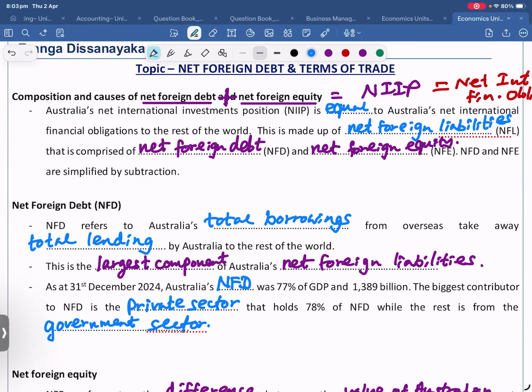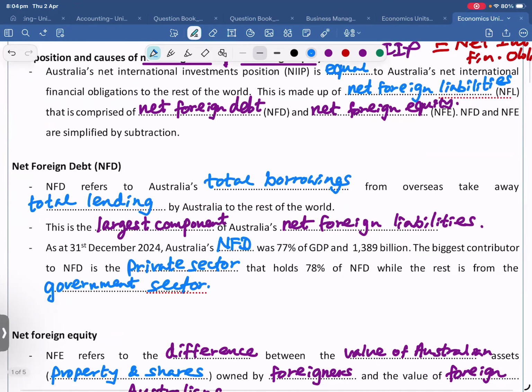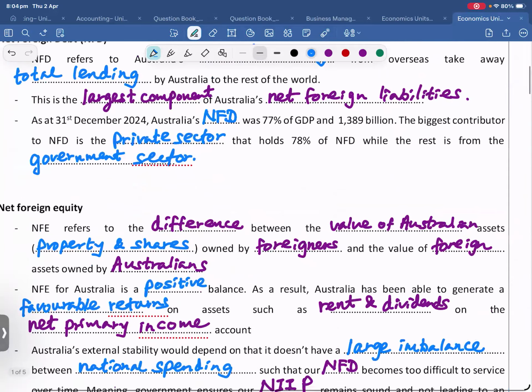1,389 billion. And almost 4/5 of this debt is, of course, owed by the private sector, in private firms, businesses, banks, etc. And the remainder, of course, by the government sector. Okay. Next one is, guys, net foreign equity.